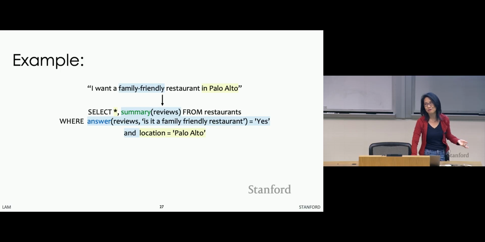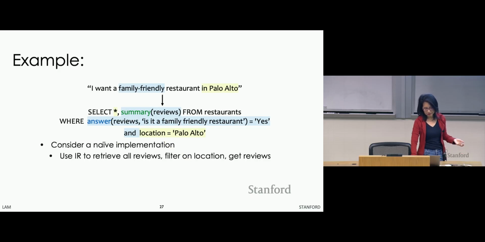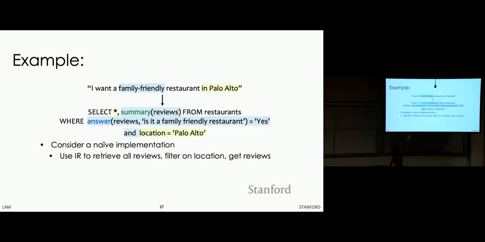Let me show you a naive implementation. The first thing I'm going to do is execute a where clause. You say where answer is reviews, and this is a statement. I will use IR to retrieve all the relevant reviews. You find out which reviews have the family-friendly restaurant mentioned. And then you filter on location, and then you get the reviews. Because I'm a chatbot, I am not doing research as much. I'm going to report the first few. This is a naive implementation. How would you improve it?